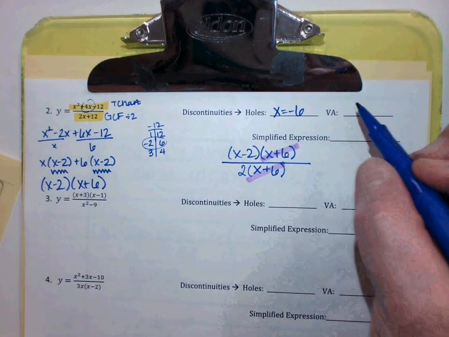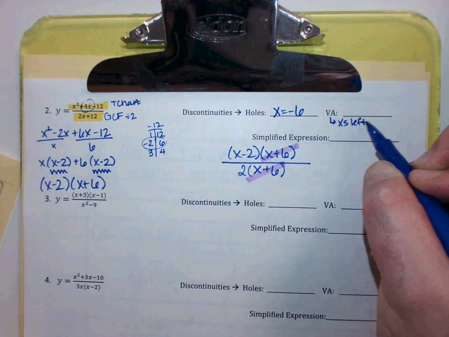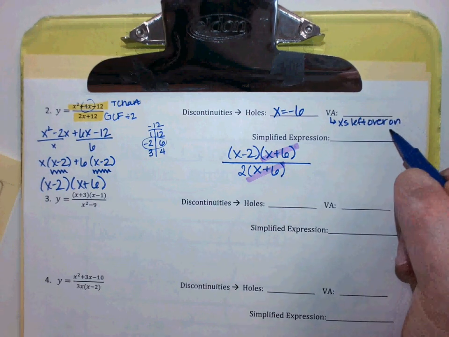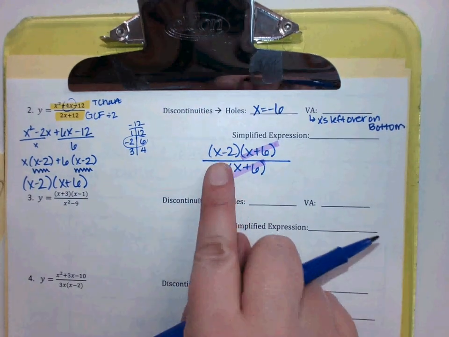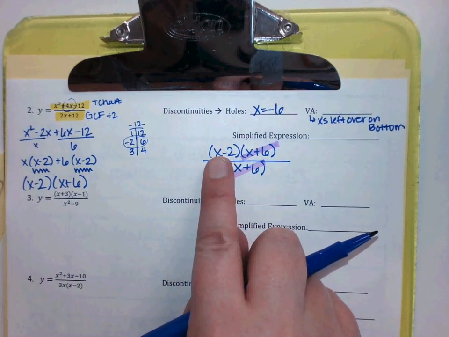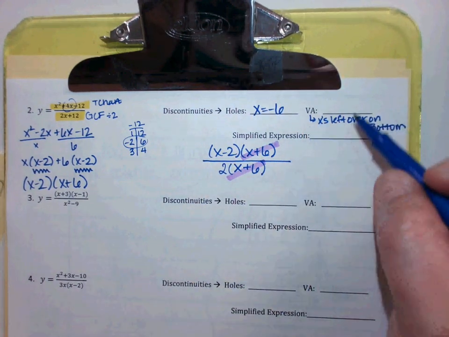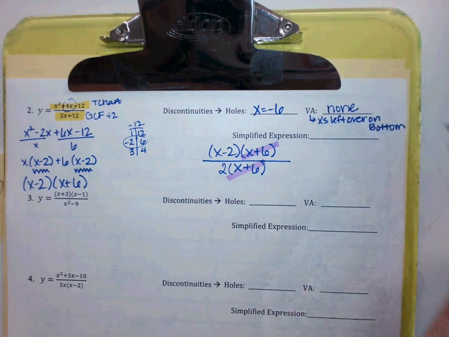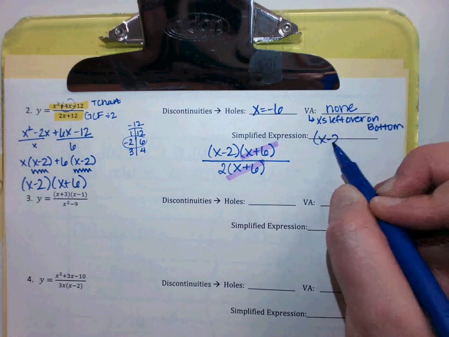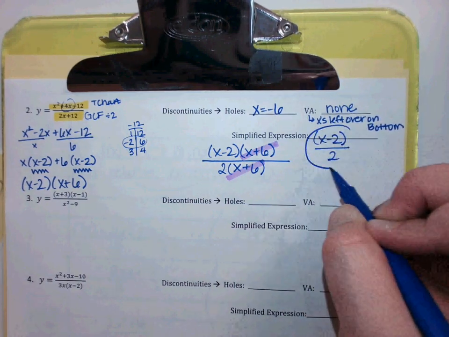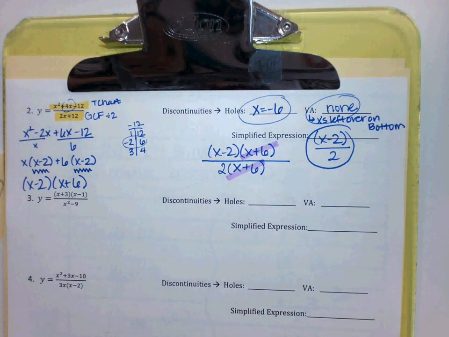Now, your vertical asymptote is any x's left over on the bottom. So look at your expression. I have an x left over, but it's on the top. That does not count for a vertical asymptote. So I don't have any x's left over on the bottom, then I would say none. My simplified expression is going to be x minus 2 over 2. Okay? All right, go down to the next one.